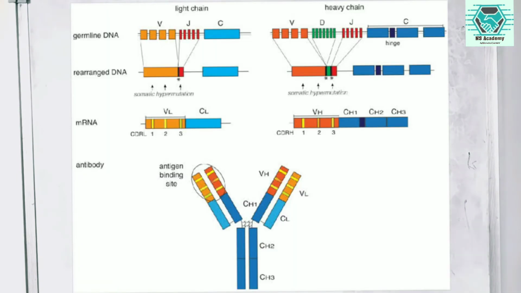Now the production of immunoglobulins by multiple genes. So IgG is composed of light and heavy chains, as we have seen, and each light chain is produced by three separate genes, namely variable region gene, constant region gene and joining region gene. For the heavy chain, there are four separate genes: variable region gene, constant region gene, joining region gene and diversity region gene. Thus, multiple genes are responsible for the synthesis of any one of the immunoglobulins.